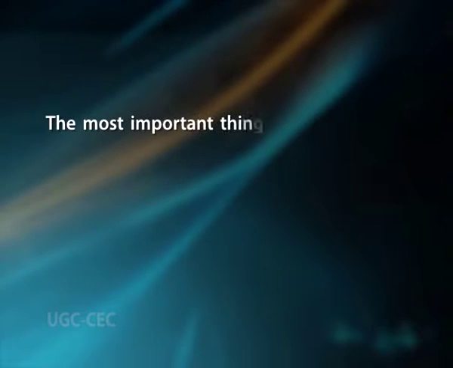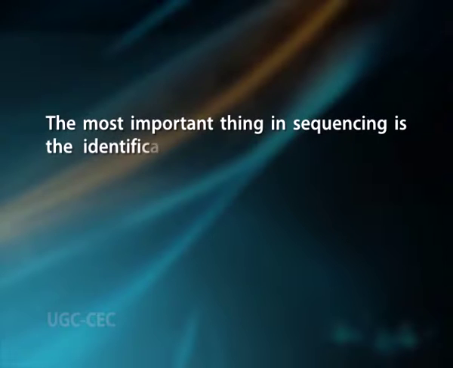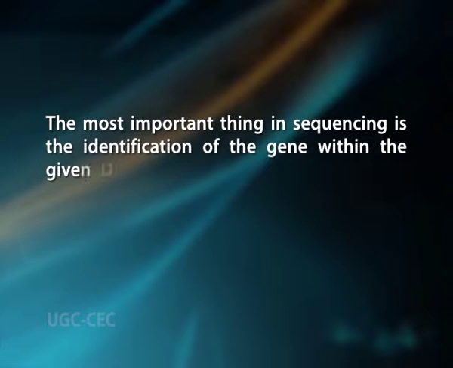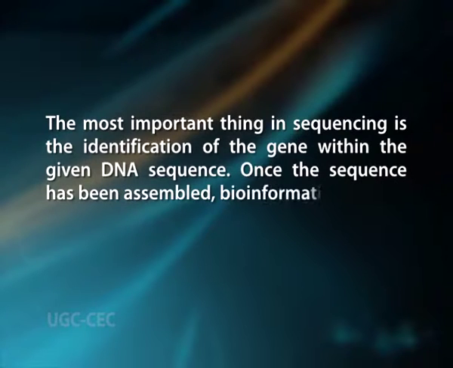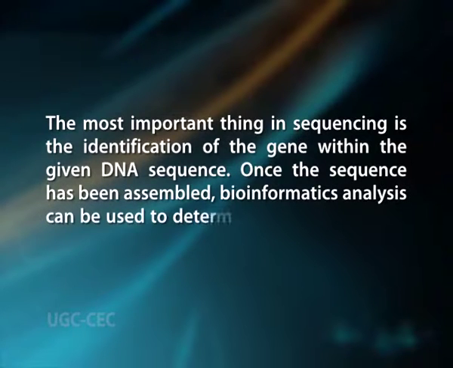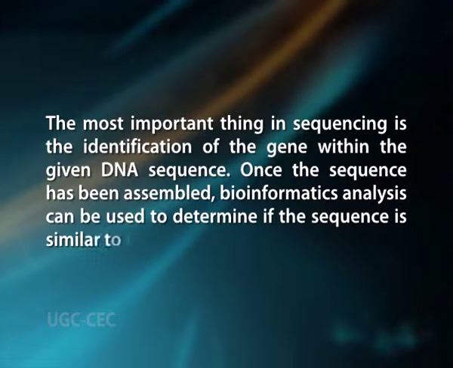The most important thing in sequencing is the identification of the gene within the given DNA sequence. Once the sequence has been assembled, bioinformatics analysis can be used to determine if the sequence is similar to that of a known gene. This is where sequences from model organisms are helpful.